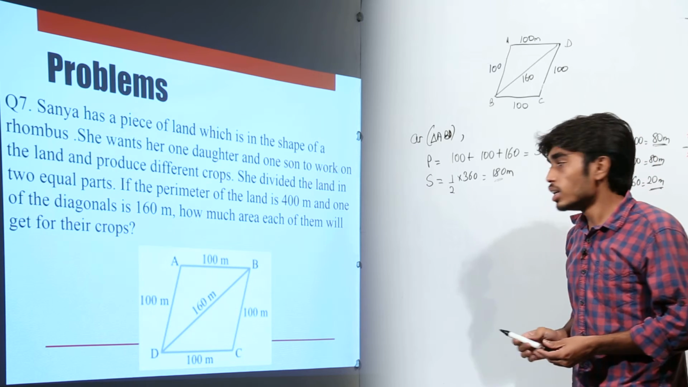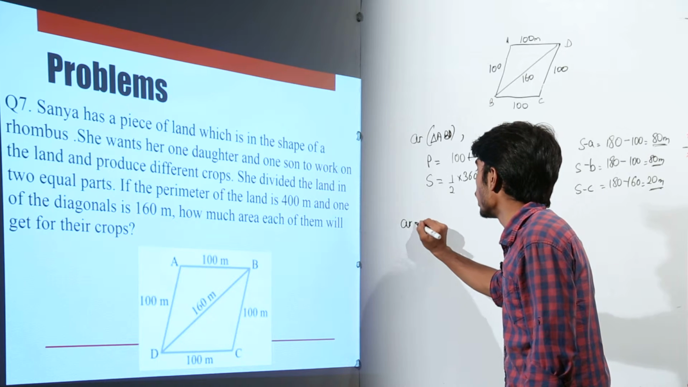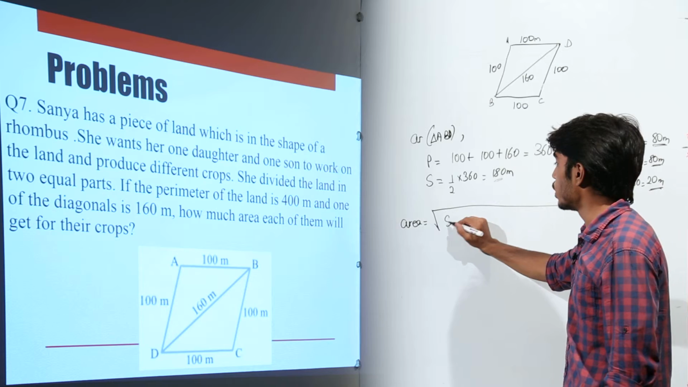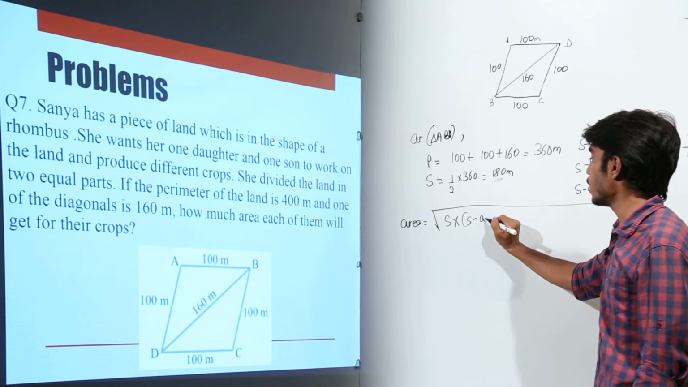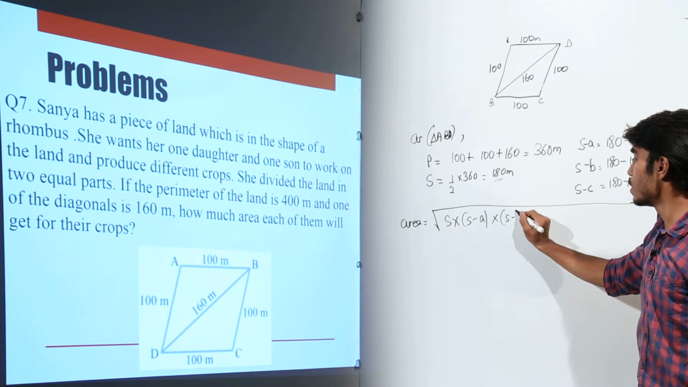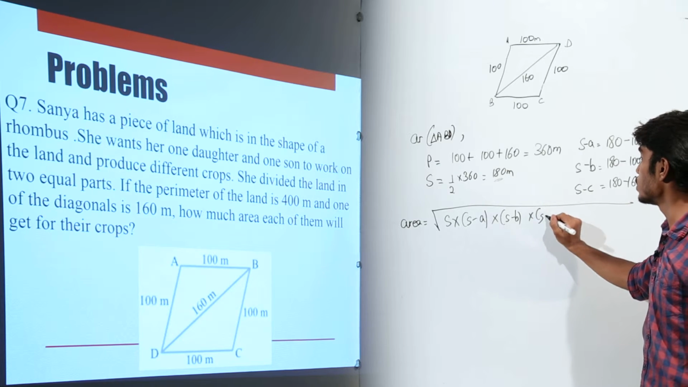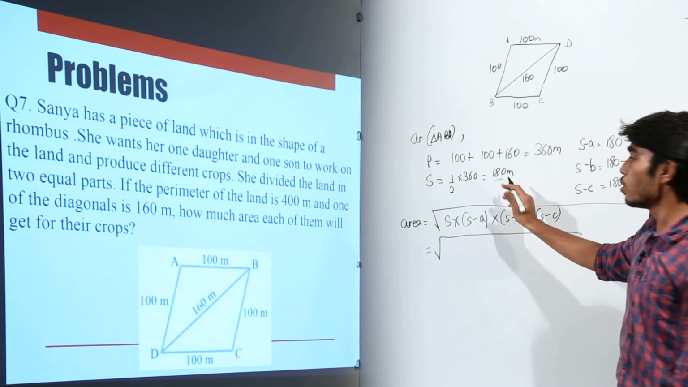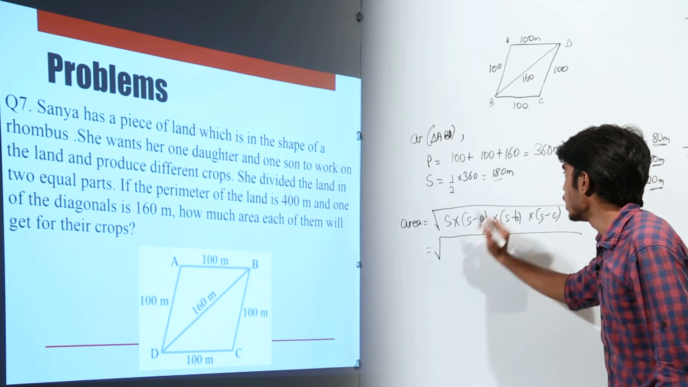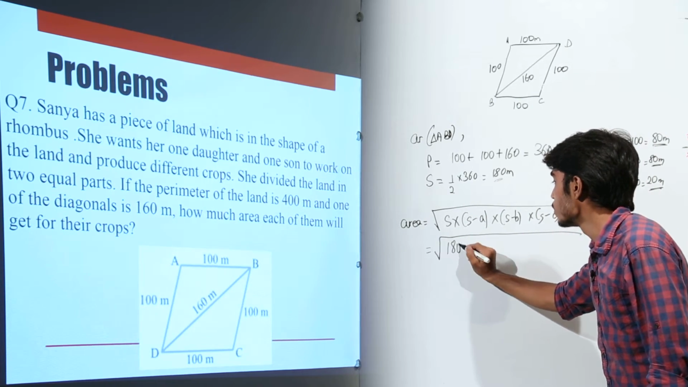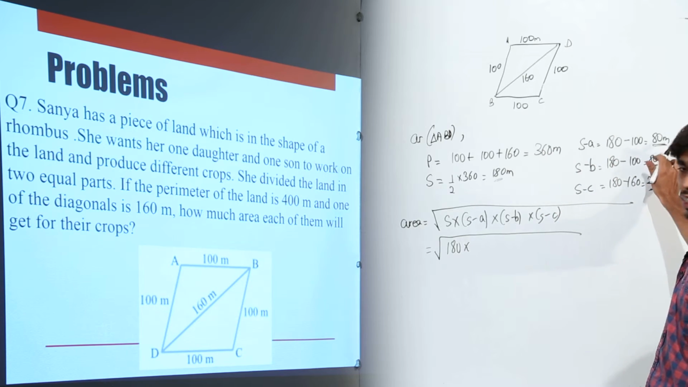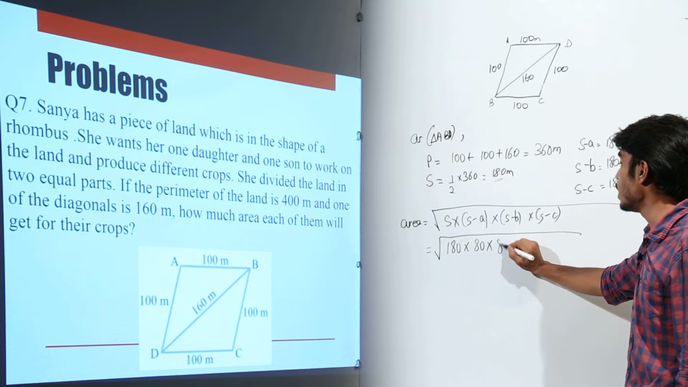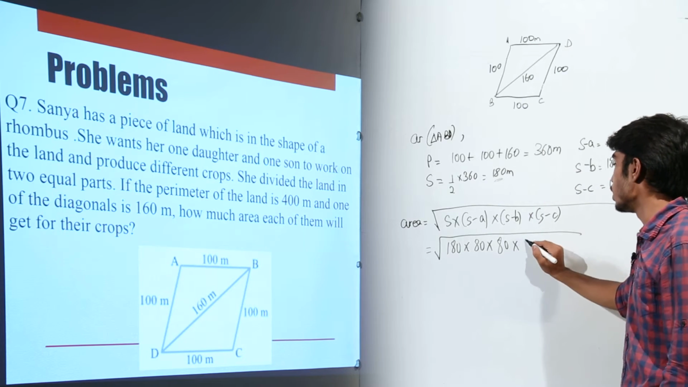Now what we need to do is just use the formula for area. The formula for area is root over S into S minus A into S minus B into S minus C. Now putting the values of the quantities, S is 180, S minus A is 80, S minus B is again 80 and S minus C is 20.